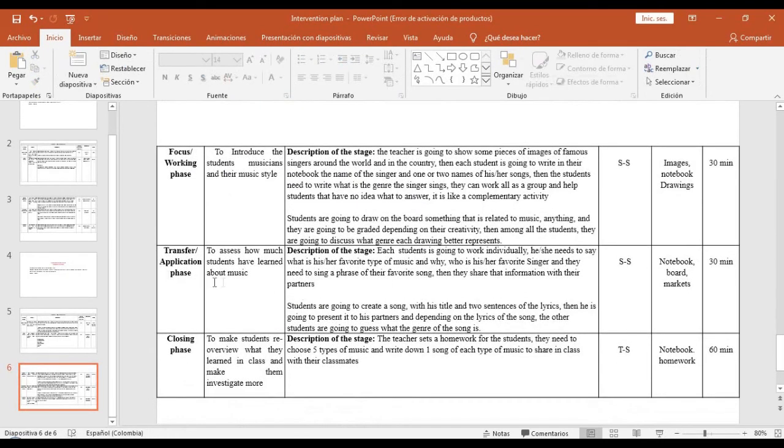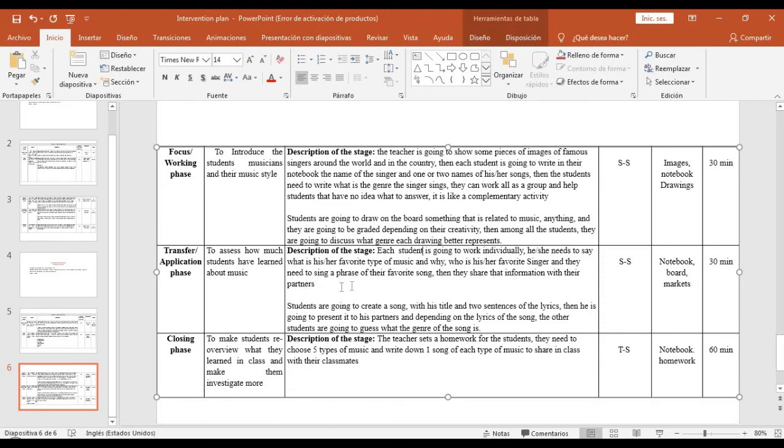So now let's go to the transfer application phase. The aim is to assess how much students have learned about music. In this stage, each student is going to work individually, but he needs to say what his favorite type of music is and why, who his favorite singer is, and they need to sing a phrase of the favorite song of that singer. Then they share that information with their partners.